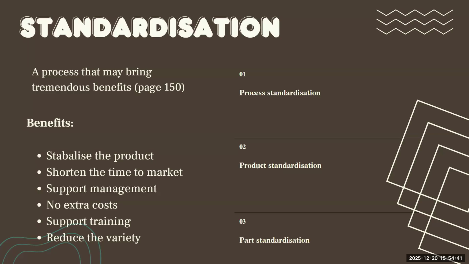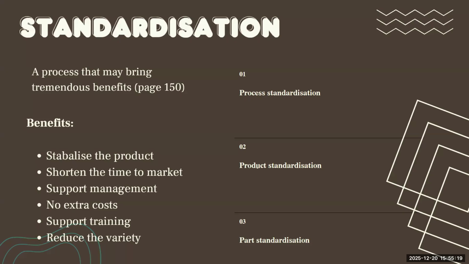So standardization may have a lot of benefits. It may stabilize the product. It doesn't make a lot of variety. It reduces the variety and supports training, makes the product more accessible to the stakeholder, and reduces the cost for manufacturing. When we decide that every product must follow the same standard, then economy of scale is easier to achieve. So that is a very great advantage of standardization.